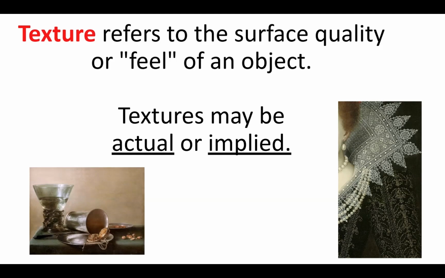Not that you ever should at a museum or anything, but you can feel the actual texture versus the implied texture. So think of these two-dimensional paintings in which, when we're looking at the one on the bottom left, I mean, you can imagine that cold silver metallic surface right there, that texture, that smooth texture.